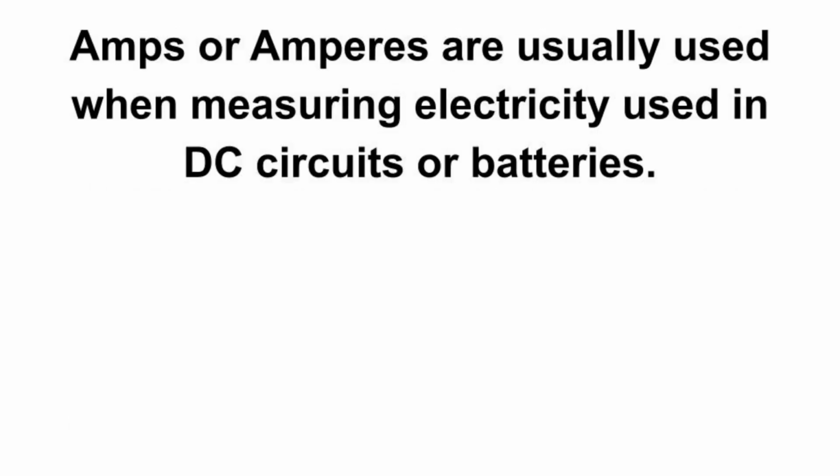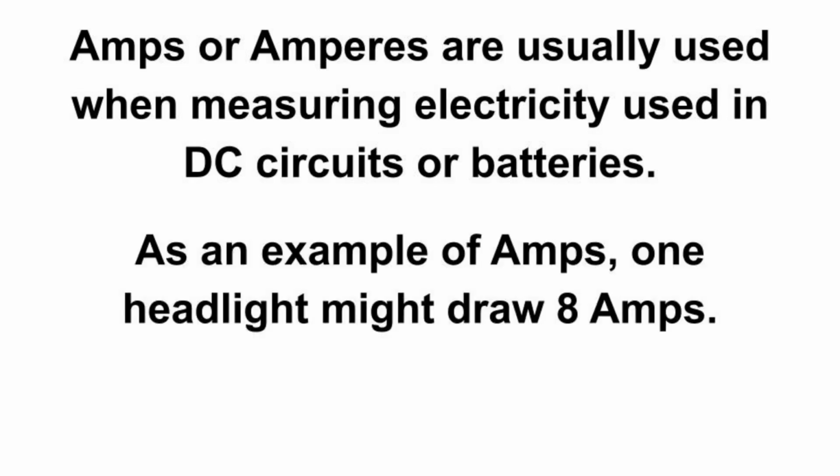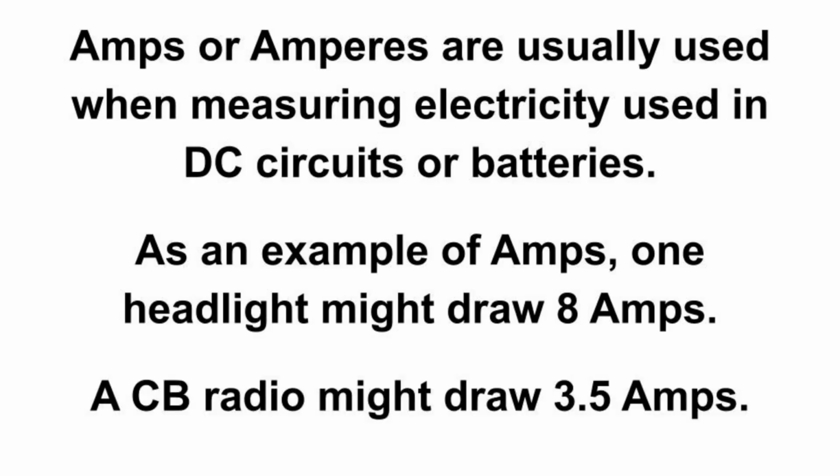Amps or amperes are usually used when measuring electricity used in DC circuits or batteries. As an example of amps, one headlight might draw 8 amps at 12 volts DC. A CB radio might draw 3.5 amps at 12 volts DC.